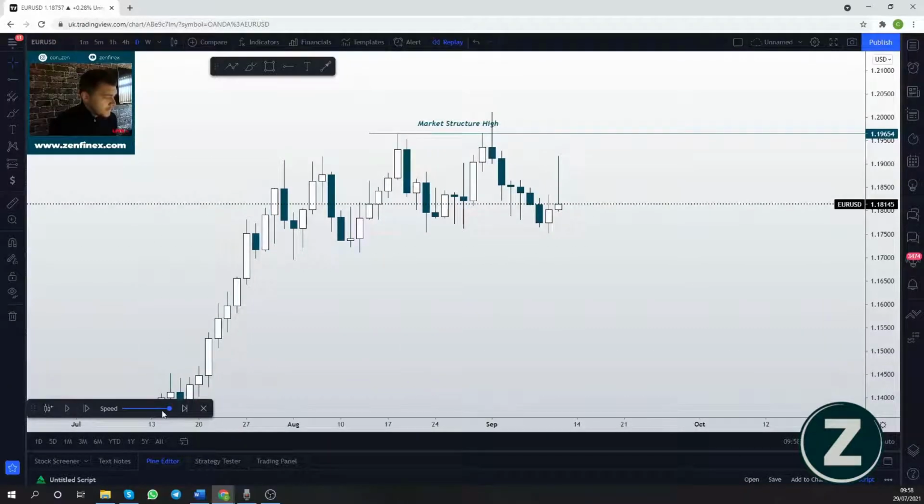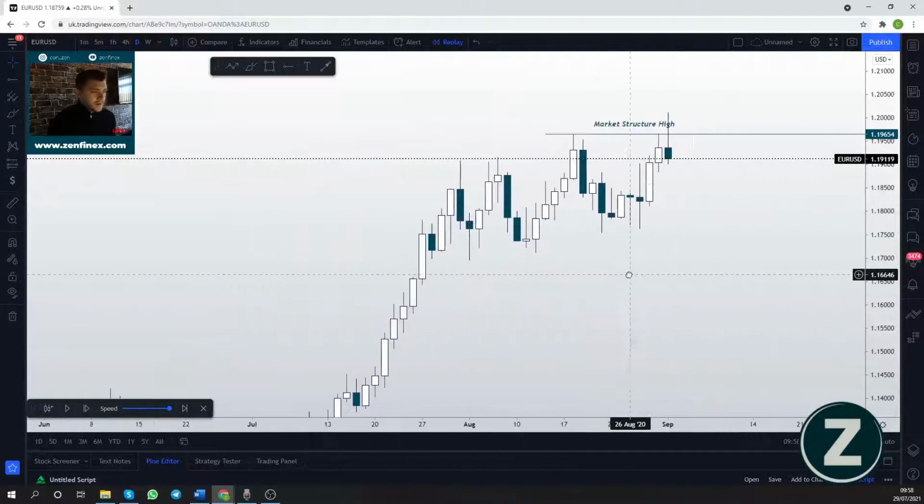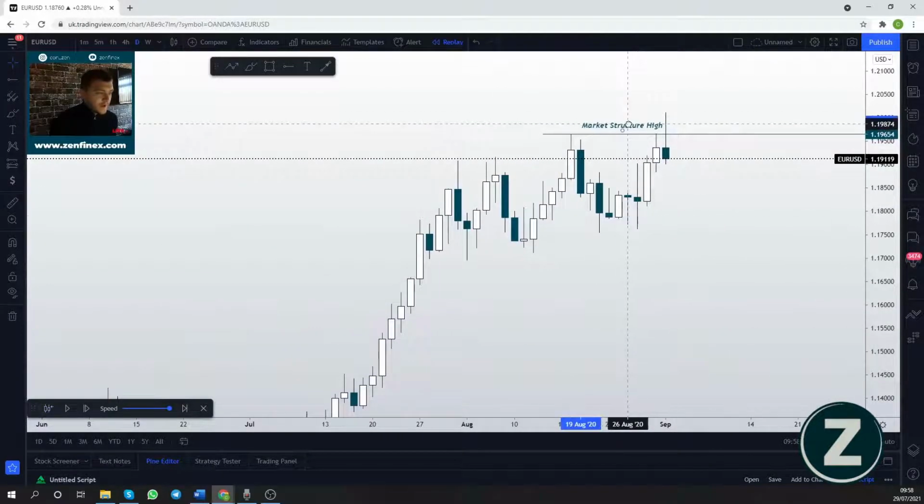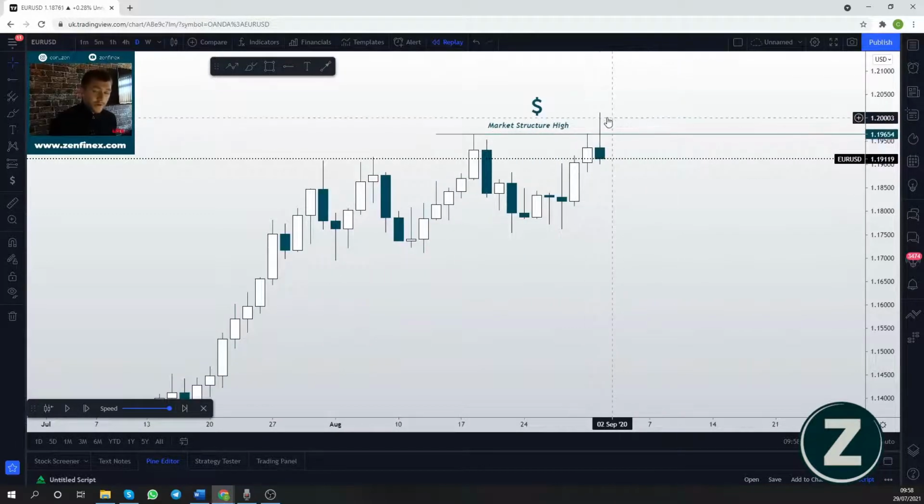So let's wind that back a bit more, just to that candle. So we've had a situation where liquidity's been taken from this high. You can see that the market was threatening to break out quite clearly as well, and it's quite a big wick, yet the candles closed back inside.